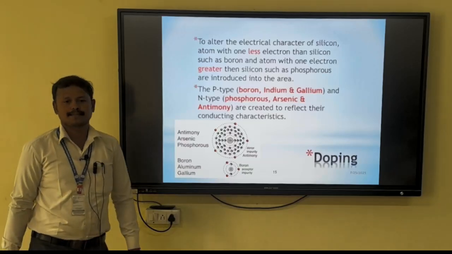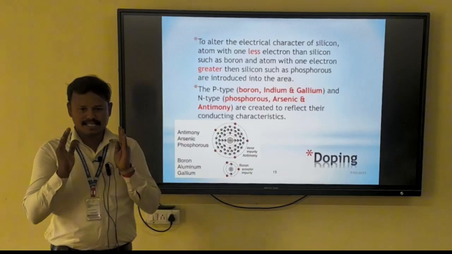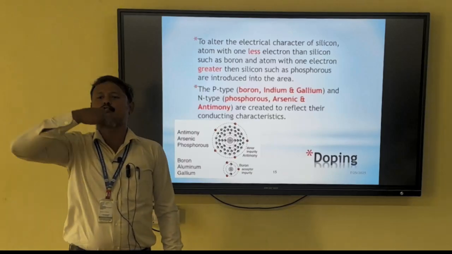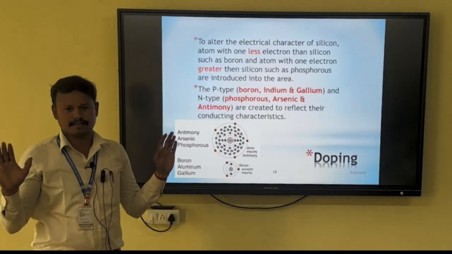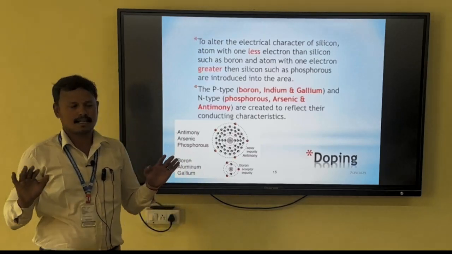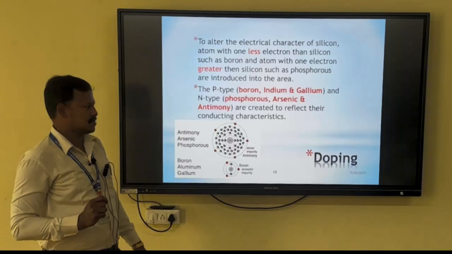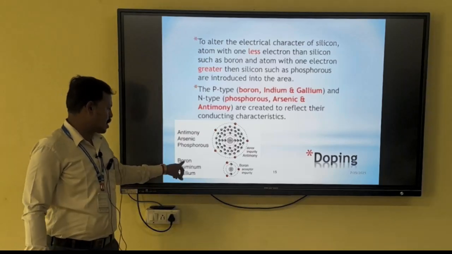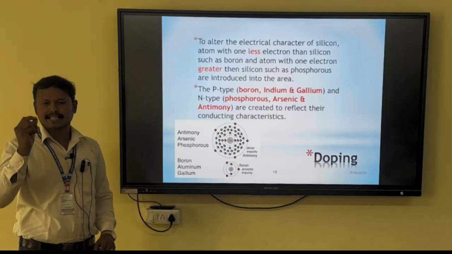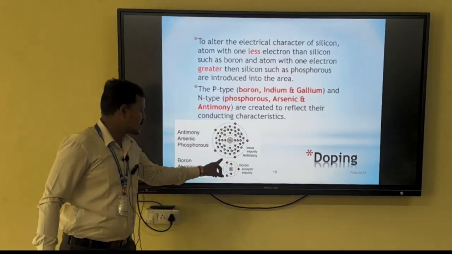Next, doping. Normally, a pure silicon atom has 4 electrons around it. Impurities may be added, like boron, aluminum, gallium. These impurity atoms contain only 3 electrons.